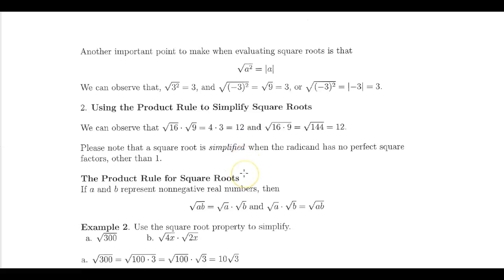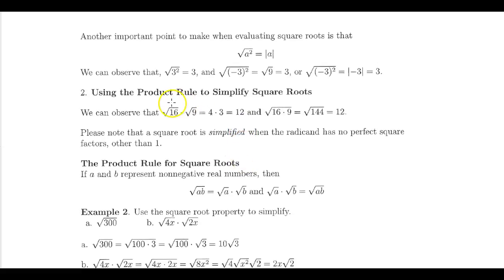Another thing we can do is use what's called the product rule to simplify square roots. So if I take the square root of 16 times the square root of 9, that's going to be 4 times 3, which is 12. If I take 16 times 9 first, that's 144. So the square root of 144 is also 12.